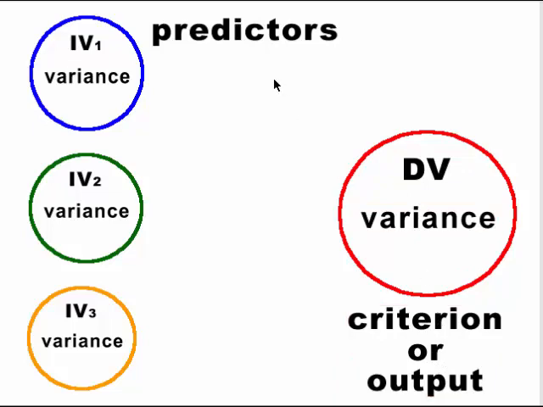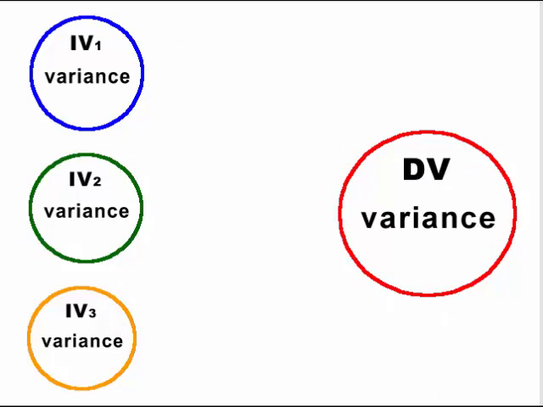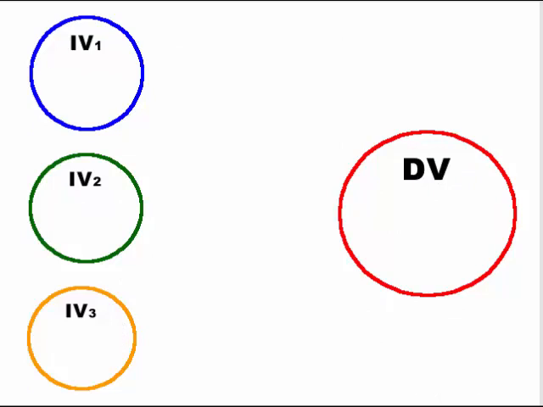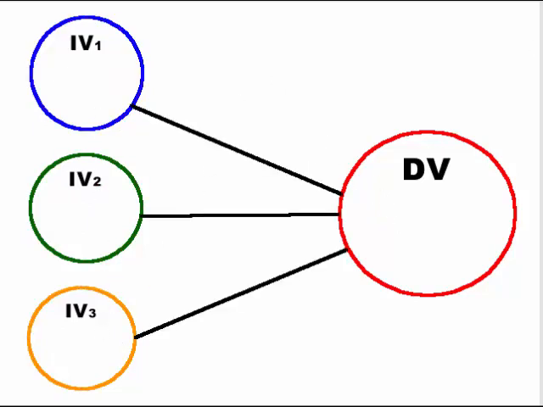Now remember, all multiple regression models are prediction models. You're trying to take information from the IVs and predict what the DV is going to be. That's what this whole thing is about. But now I'm going to drop the variance, right? We're talking about the variances matching up here.